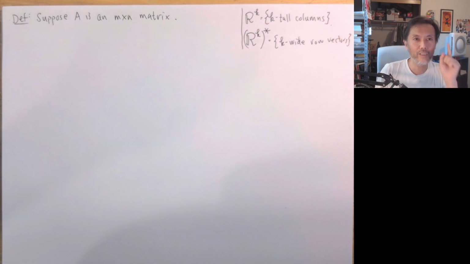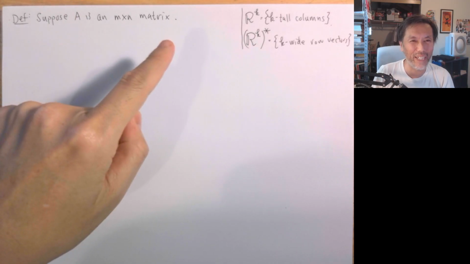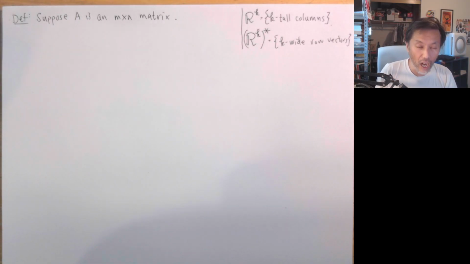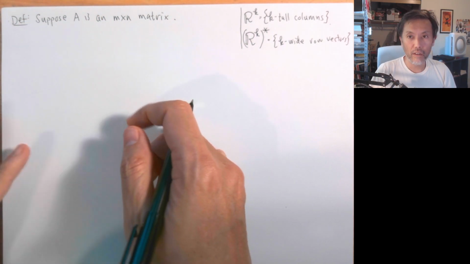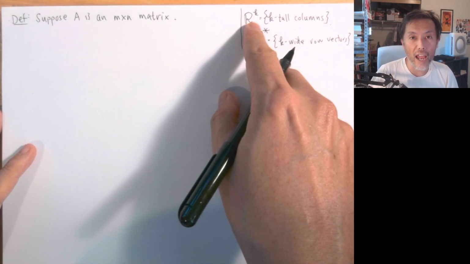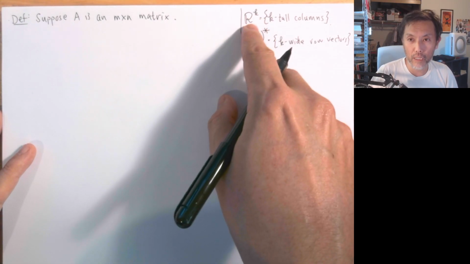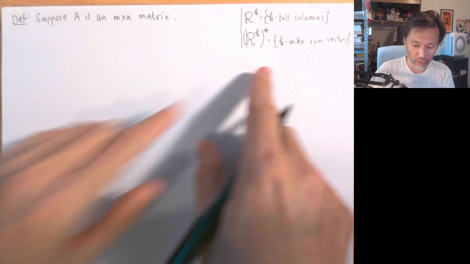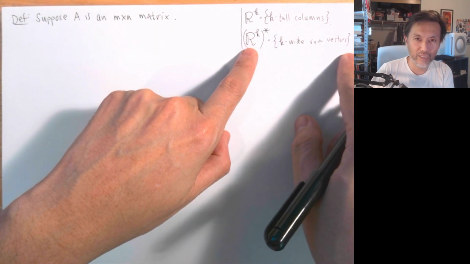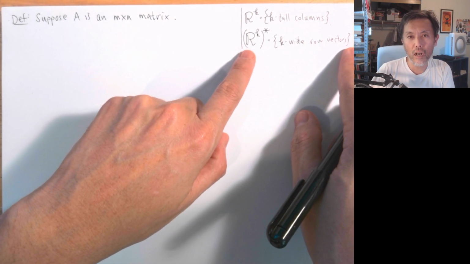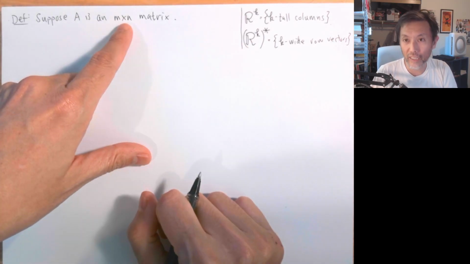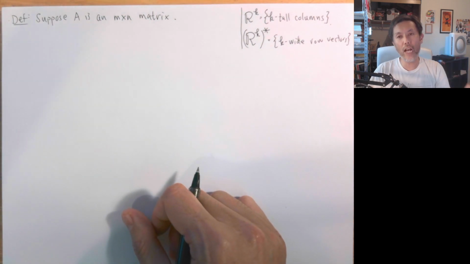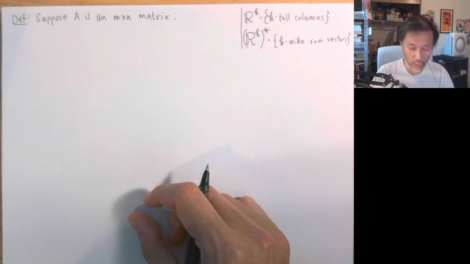In any case, suppose A is an m by n matrix. Then where do its columns live? They're m tall column vectors, so they live in R^m, where k here is m. And the rows live in this kind of space here, R^k dual, where k is in this case n. But we want to define what we mean by the row space and the column space.